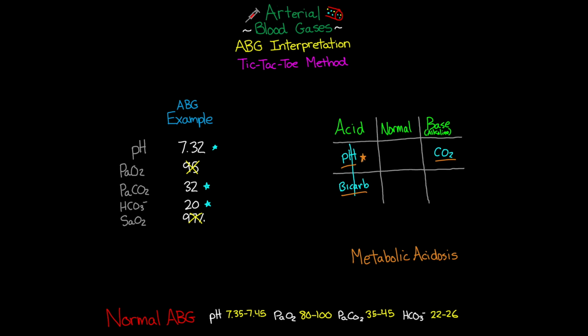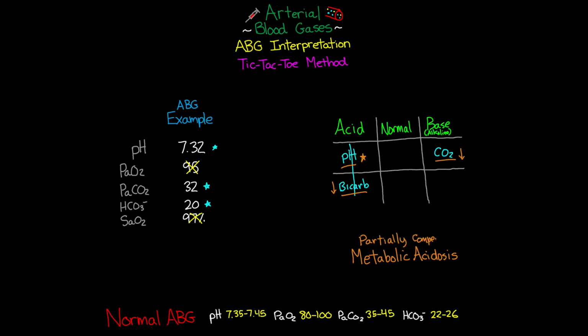And so that really brings us to our last state of compensation, which is a partially compensated ABG. For that, we have to have an abnormal pH and two abnormal matching values. And so if you think about that, our bicarb is low at 20, but our CO2 is also low at 32. So these values are both abnormal and matching. They're both low, and we have an abnormal pH. So we can tell that this is a partially compensated metabolic acidosis.